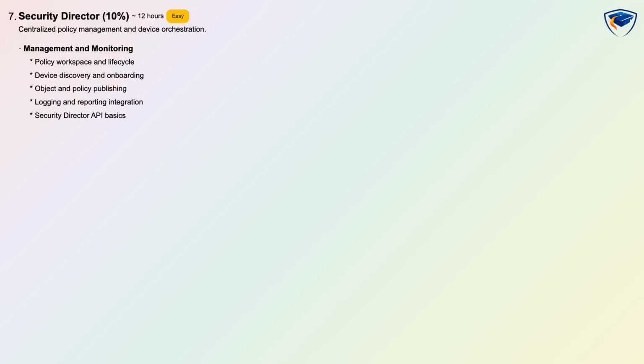Security Director is weighted at 10%, has difficulty easy, estimated learning time 12 hours, and assessment type conceptual plus scenario-based. You will learn centralized policy management, the policy workspace lifecycle, and device discovery and onboarding workflows. The domain includes object and policy publishing, logging and reporting integration, and basic use of the Security Director API for orchestration. Emphasis is on using a centralized console to manage multiple devices, apply consistent policies, and monitor compliance and events.